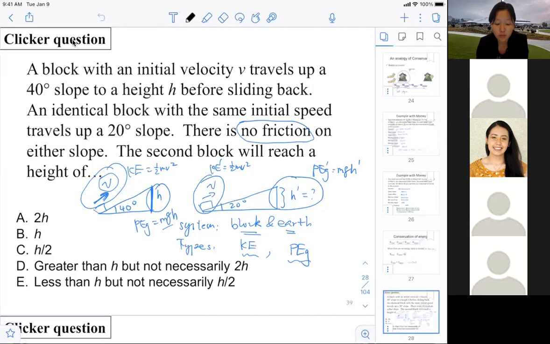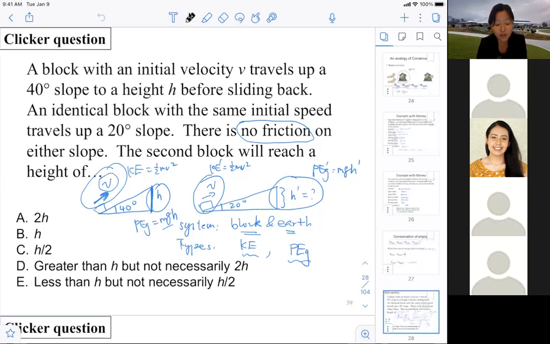The kinetic energy of the block has transformed into a different form. And what does it become? Potential energy. Potential energy of the block and the Earth system. Very good. It becomes the height. So you can think of this as a transformation between kinetic energy and potential energy.